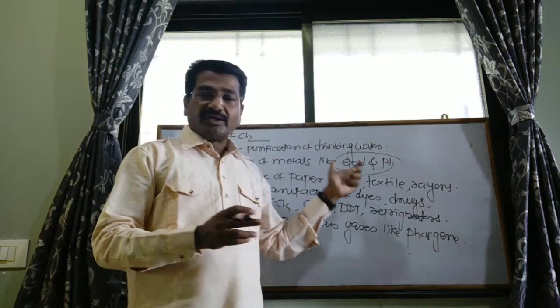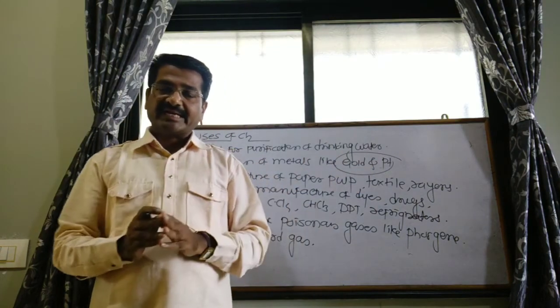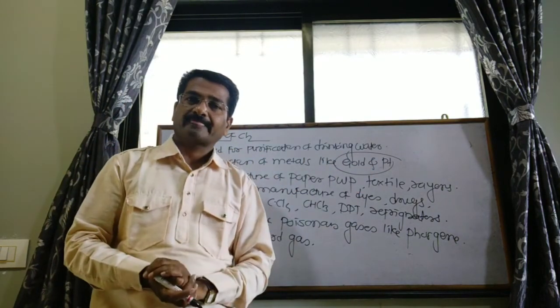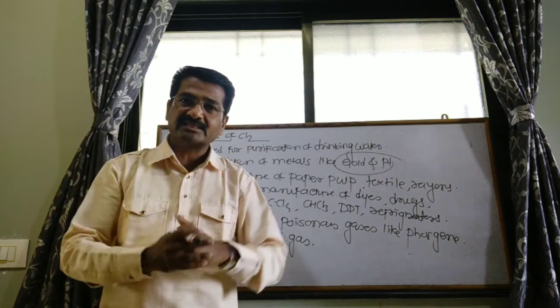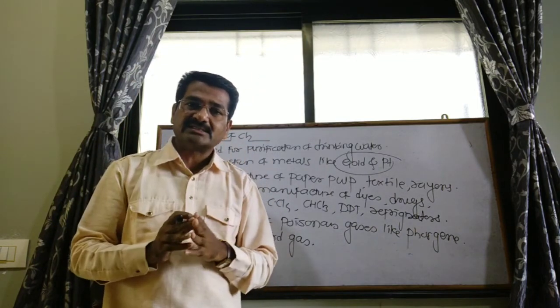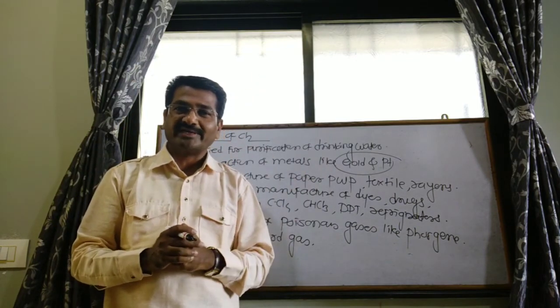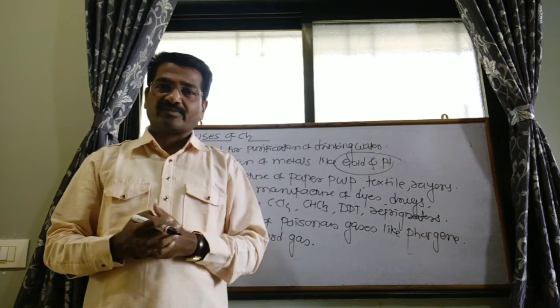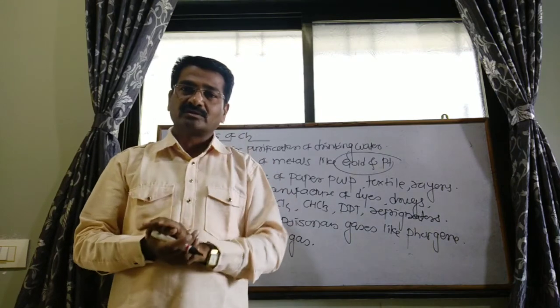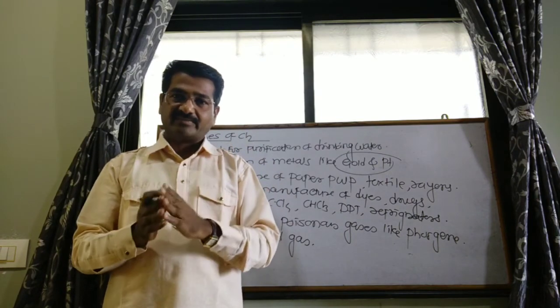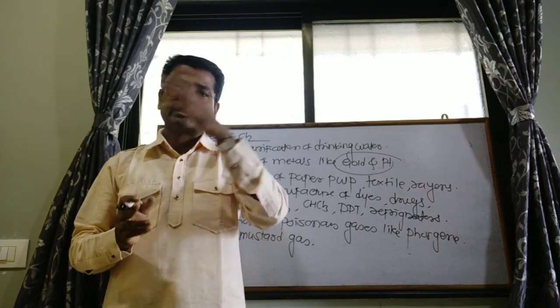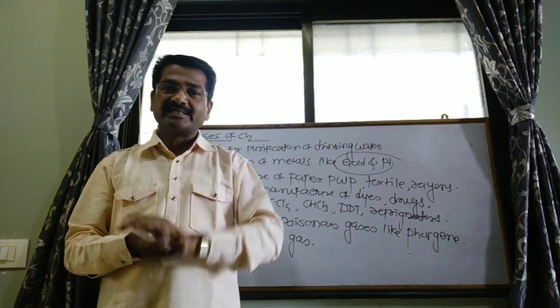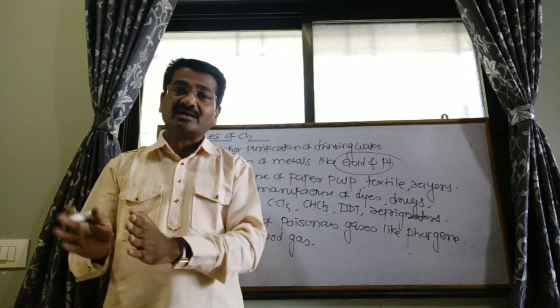Here chlorine is completed: the preparation methods of chlorine, then physical properties, chemical properties, and lastly uses of chlorine can be seen. In the next class, that is tomorrow, we will discuss hydrochloric acid, HCl, how to prepare HCl, then its physical properties and chemical properties with the uses.